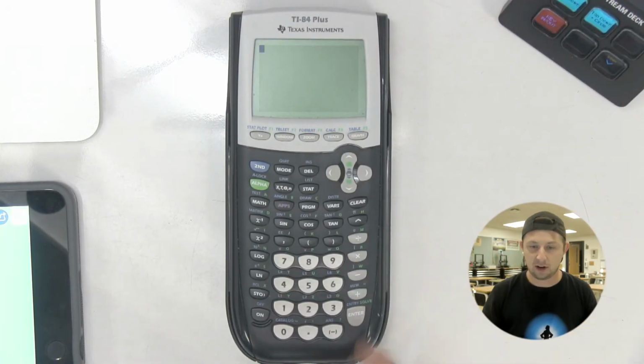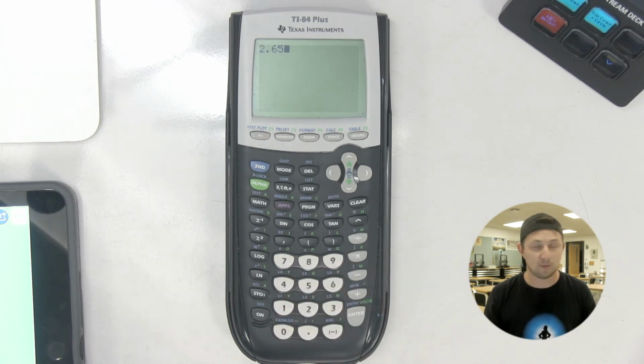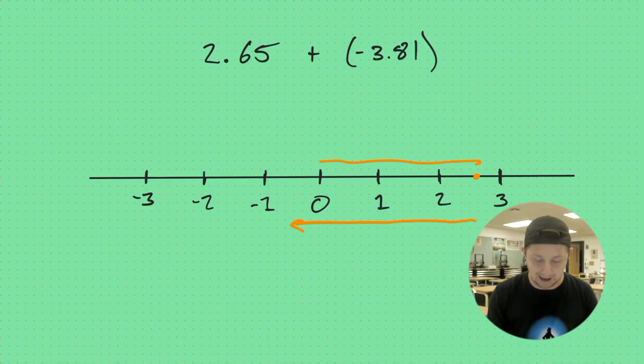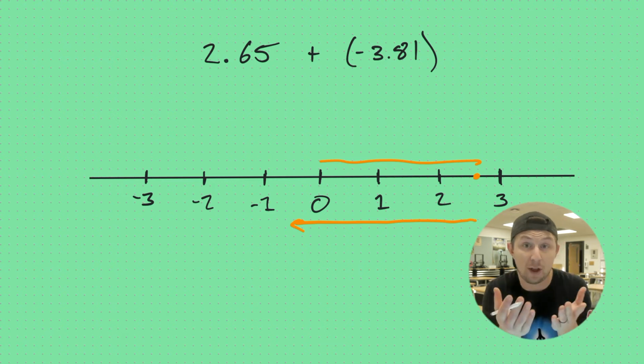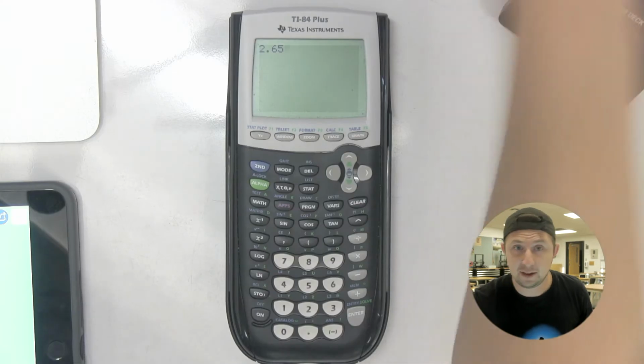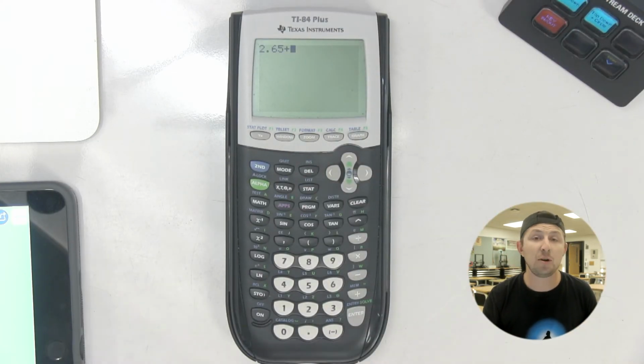So here's the calculator. So what I'm going to do is I'm going to punch in 2.65. Okay, there's my first number. Now, my question here asked me to add, right? We're adding. So I'm going to enter it in exactly like I would here. There are other ways we could enter this in, but I'm going to enter it in exactly as it is here. So 2.65 plus, and now I'm going to put a negative. Now you can put the brackets or not put the brackets. I'll put the brackets so it looks exactly the same.